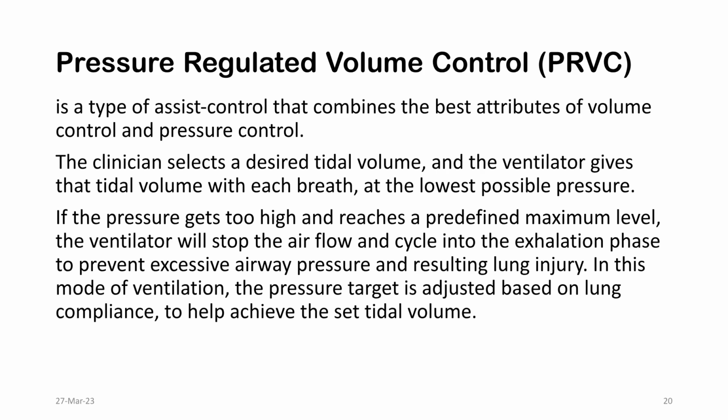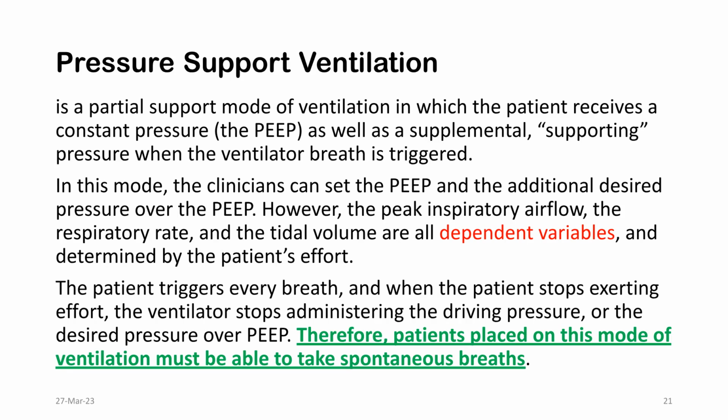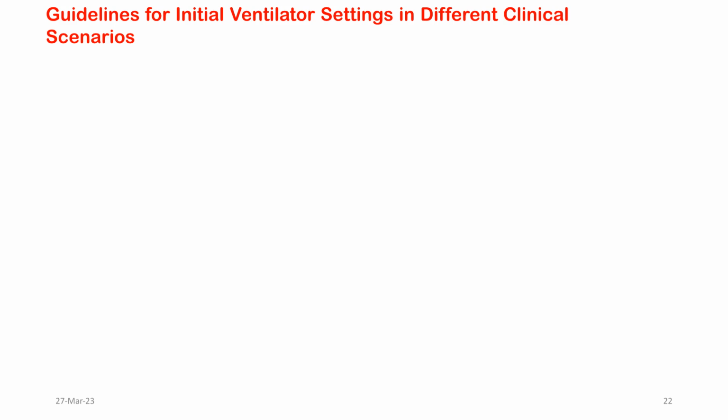Pressure-regulated volume control, or PRVC, is an assist control type that provides the desired tidal volume at the lowest possible pressure. The pressure target adjusts based on lung compliance. Pressure support ventilation is a partial support mode where the patient receives constant PEEP plus supplemental pressure when triggered. The patient determines the peak inspiratory flow, rate, and tidal volume. This slide outlines guidelines for initial ventilator settings in different clinical scenarios.